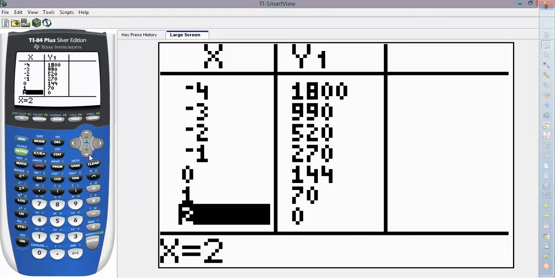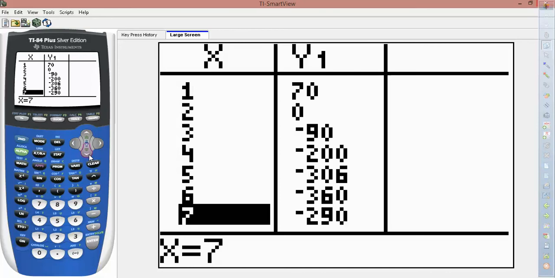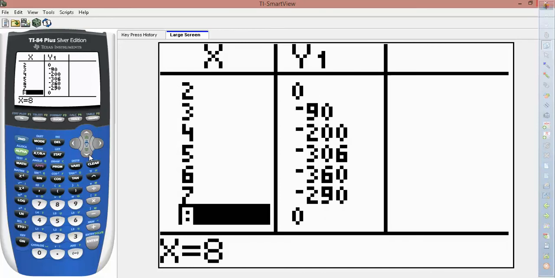So I'm doing that right now. I've got one of them at positive 2, 2, 0. And then we'll do another one at 8. Sure enough, boom, there it is. Okay, so those are two zeros.